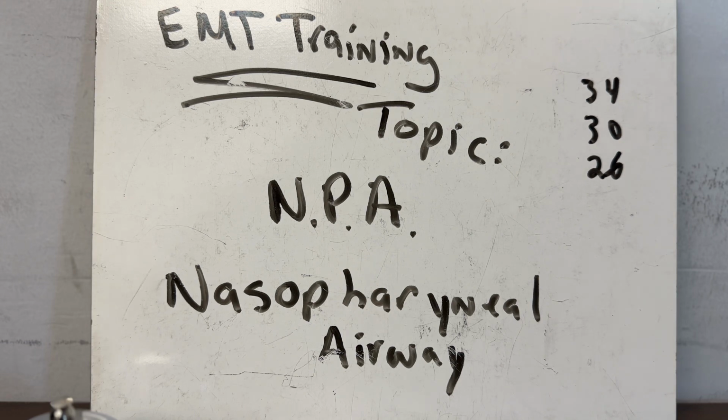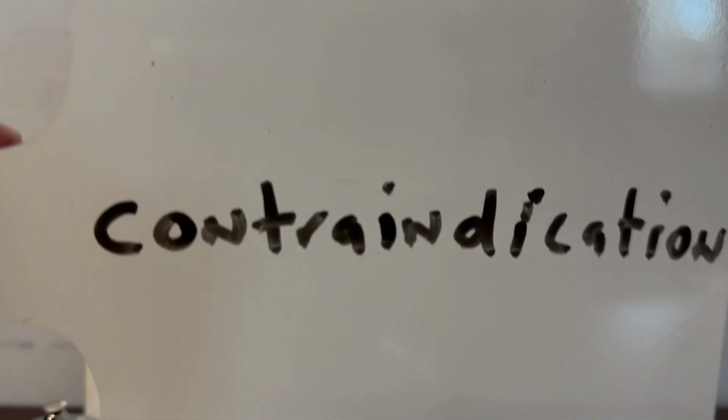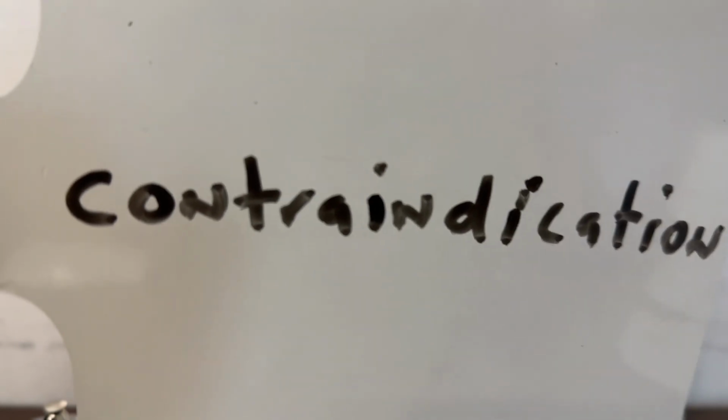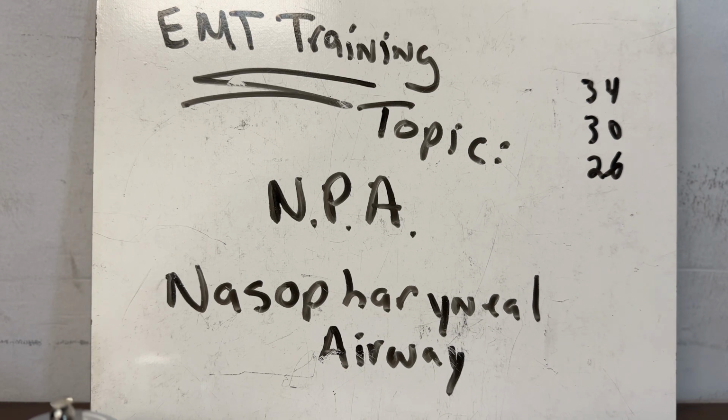So once we got that, now let's look at the indications. The indications are very simple. A semi-conscious patient or an unconscious patient that has an intact gag reflex, or otherwise they cannot tolerate an OPA. Now let's look at the contraindications. The contraindications are severe head injuries as well as facial injuries. So those are the contraindications.